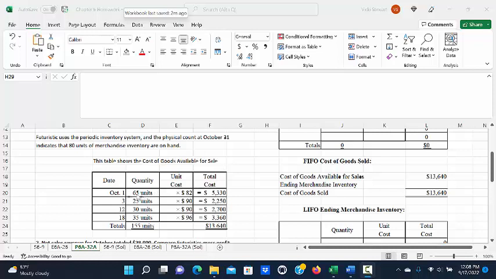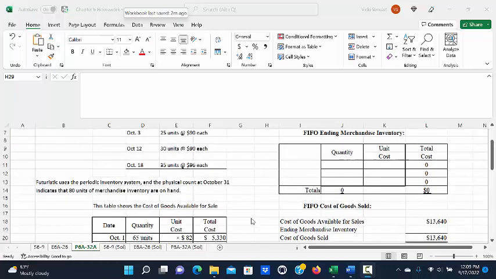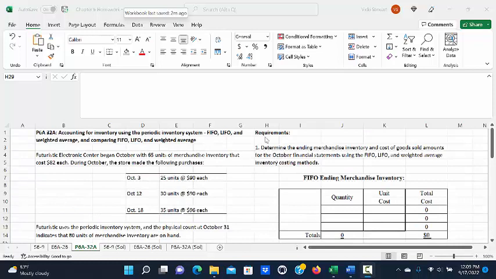So we see the beginning inventory at 65 units at $82 each, and then this column shows us the total cost, and then each of the three additional purchases, their unit cost and total cost, and then we get a total number of units available for sale of 155, and we get total cost of goods available for sale of $13,640.